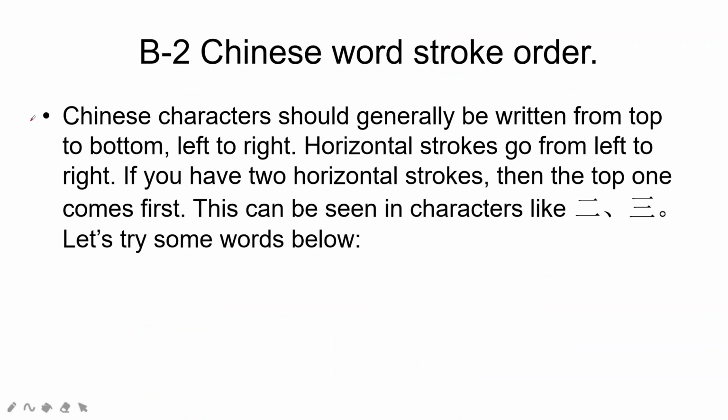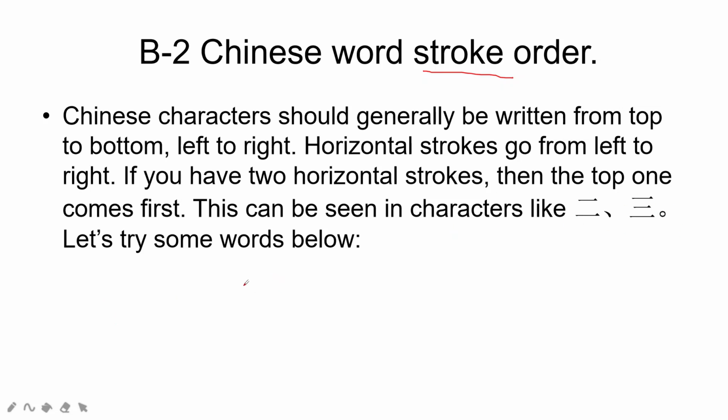And we all know Chinese words are very hard to write. So Chinese people came up with rules. We need to follow the rules to write the words so that it's easier to memorize and can be written faster. This rule we call the stroke order. Chinese characters should generally be written from top to bottom, left to right. Horizontal strokes go from left to right. If you have two horizontal strokes, the top one comes first.